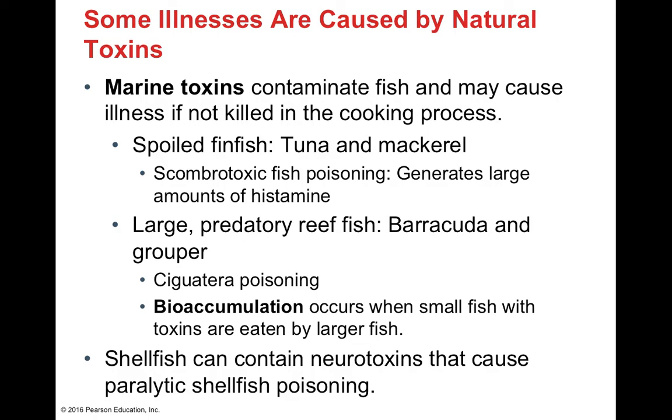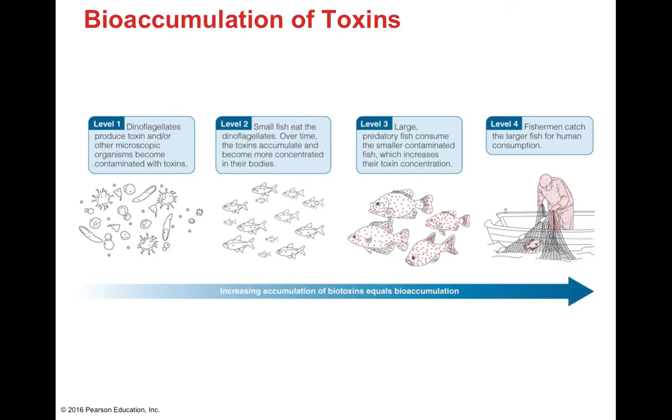Now, shellfish come with their own can of worms, if you will, in that they can contain particular neurotoxins that can cause what's called shellfish poisoning. It's a paralytic agent that causes individuals to lose control over their muscles. This is what I was talking about when I was talking about bioaccumulation.